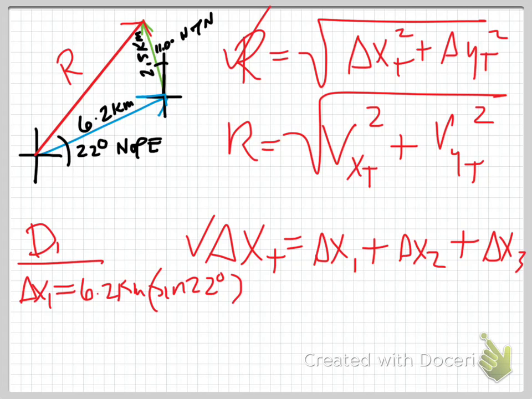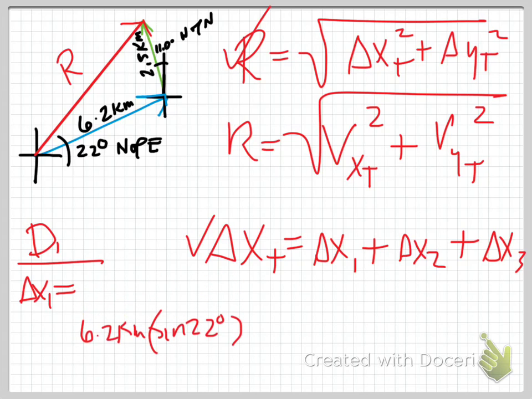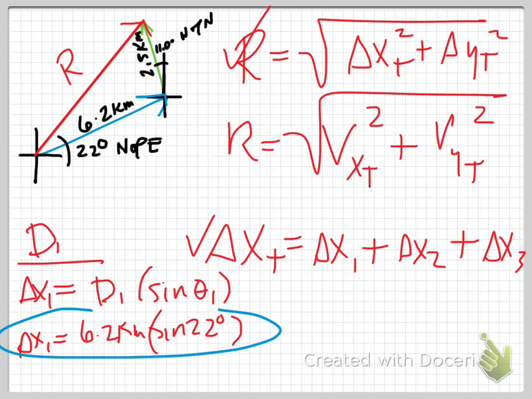That's one thing where I'll be a little bit more flexible, because it's useful to say, well, delta x1 is equal to displacement 1 times the sine of theta 1. Displacement 1 is 6.2 kilometers. Theta 1 is 22 degrees. Okay, I've got that, that's delta x1. If you skip straight to this step, that's not the end of the world. I literally do every level of detail when I'm solving these myself.